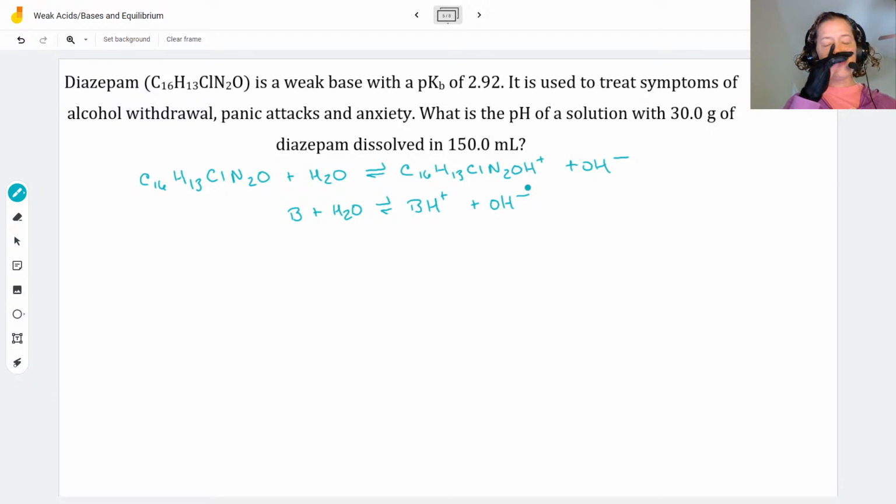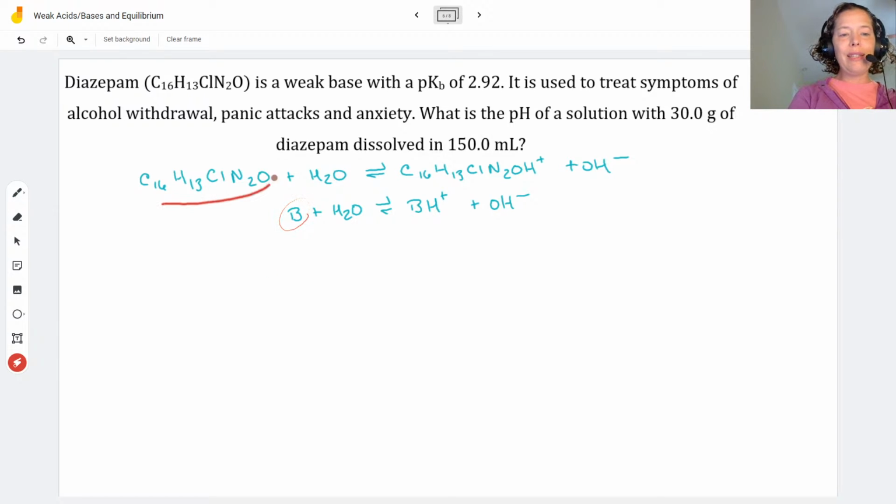Okay, so just like before, I need to get concentration, and I need to get concentration of my base, my diazepam. But of course, I don't have concentration. I have got to figure concentration out. So what do I know? I know I've got 30 grams of this, and I know it's dissolved in 150 milliliters. So this one is a little bit easier because we're not having to deal with density. It's still a dimensional analysis problem, but it doesn't have quite as many steps.